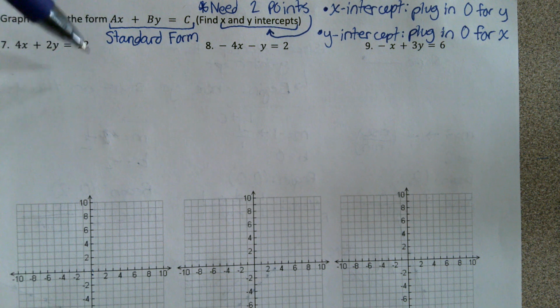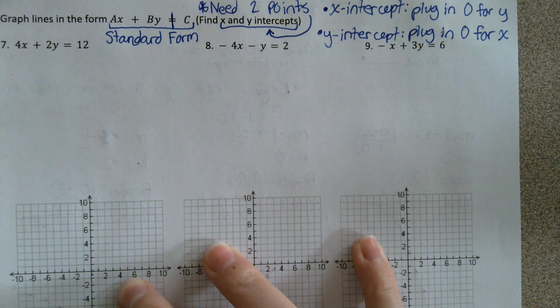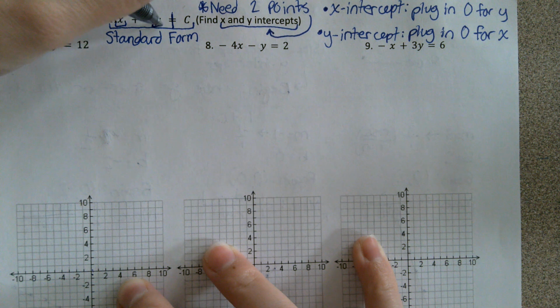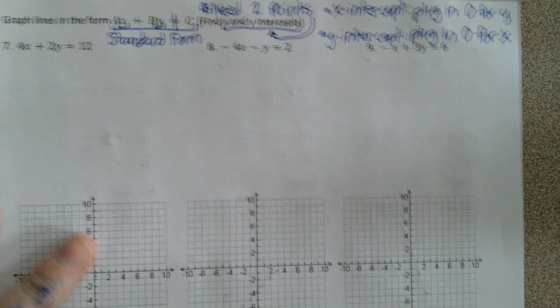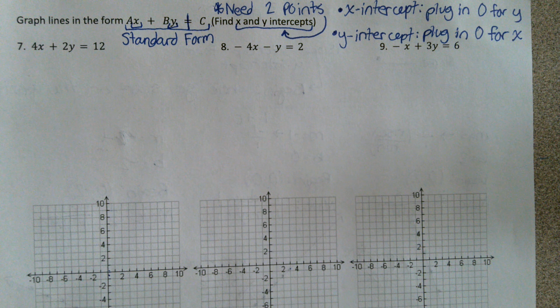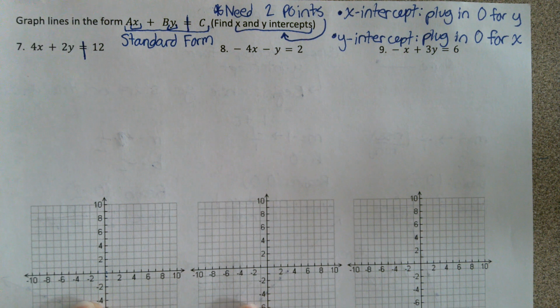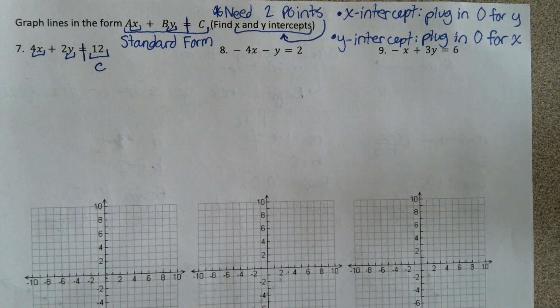We have to make sure they are in standard form first. So to make sure they are in standard form, make sure that the x and the y are both on the left side together, and then you have your constant, your number c, on the right side. So for number 7, we have 4x plus 2y equals 12. And if I split that down the middle, x and y are on the left, as they should be, and then this 12 would be our c. So it's exactly what it needs to be. This looks how it should. So we can just do our process.